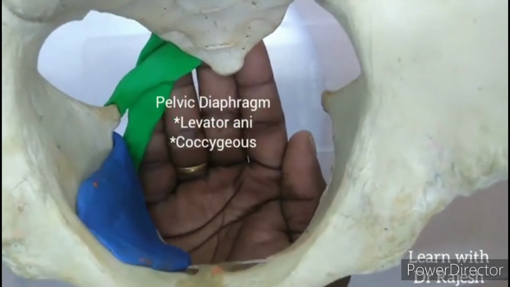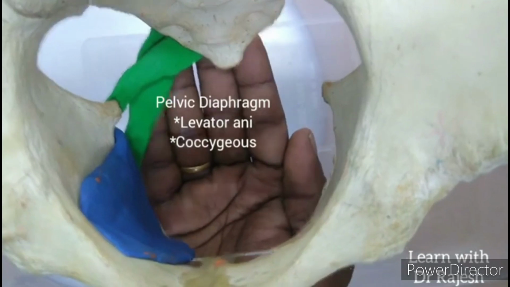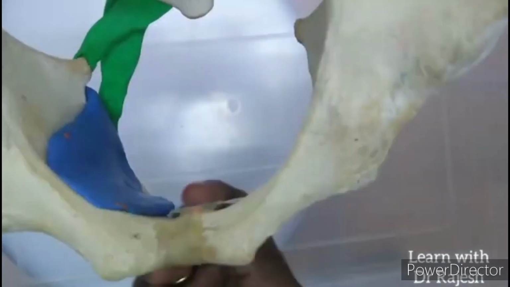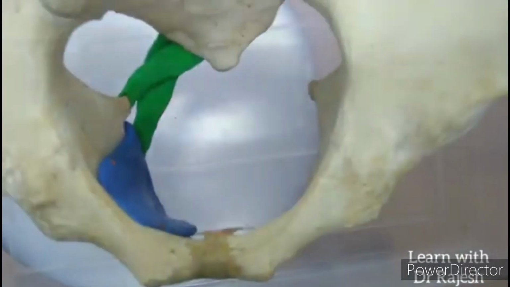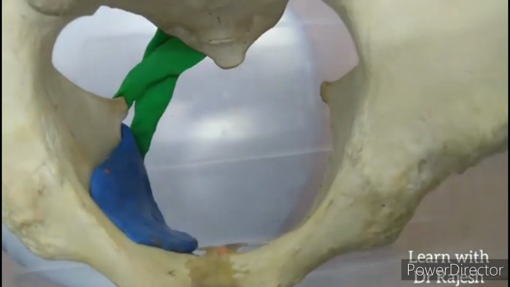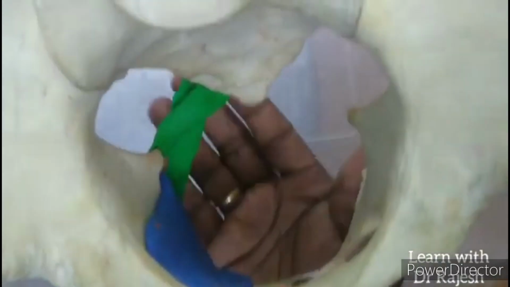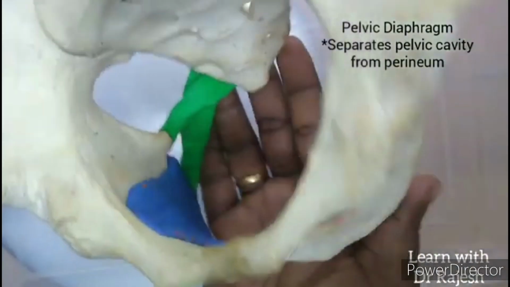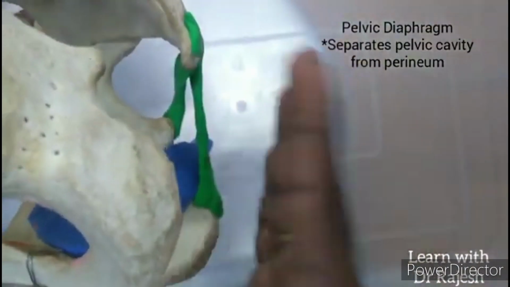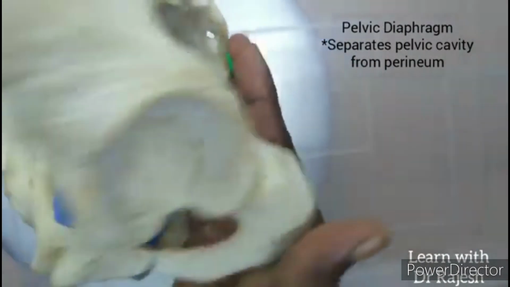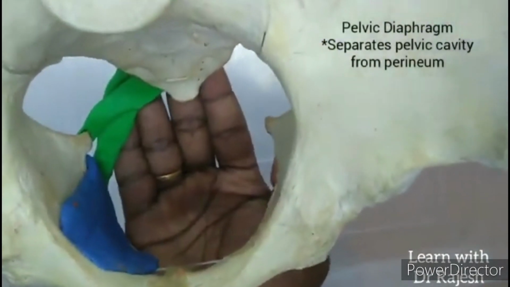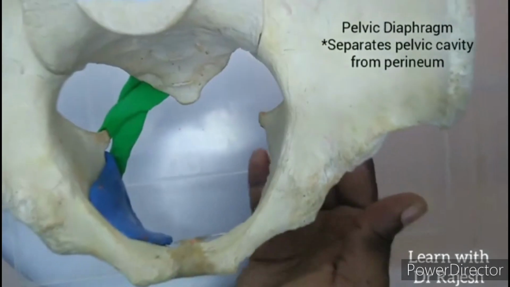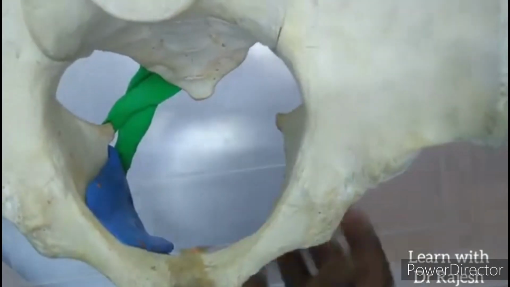You can see the hand which is there, so it is forming like a cushion, like a tunnel. Let's see how the levator ani muscle and coccygeus muscle are going to be present. It is forming like a cushion, and the pelvic diaphragm will separate the pelvic cavity from the perineum. Below is the perineum, and the remaining, the complete part above, is the pelvic cavity.